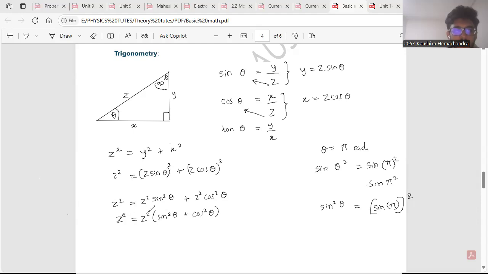So this and this can be cut. You get 1 here. Z square over z square, and again 1. 1 is equal to sine square theta plus cos square theta. Another trigonometry equation.